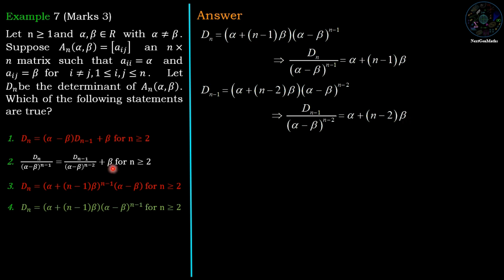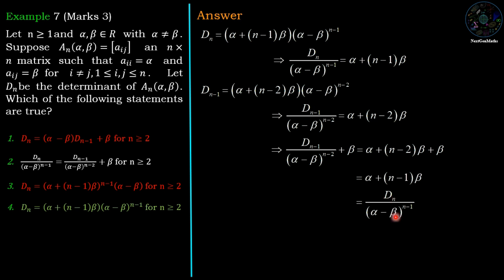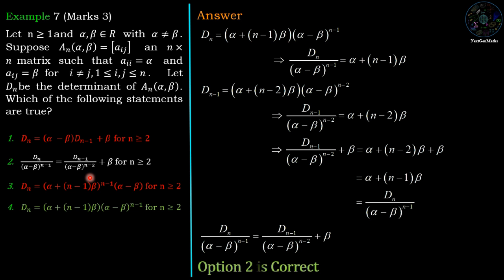Now add β to get the right hand side of the second option. So we add β on both sides: α + (n-2)β + β. So we have α + (n-1)β, which is equal to d_n divided by (α − β)^{n-1}. So it satisfies the second option. Therefore the second option is correct. So this example has two correct options, second and fourth.